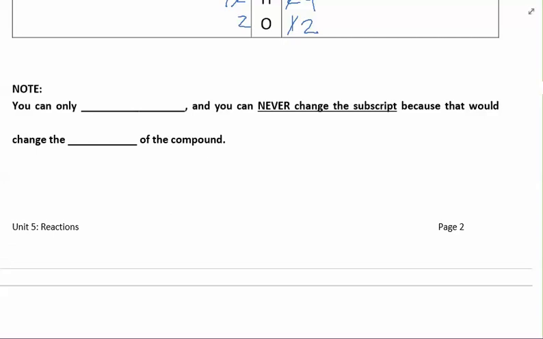So note, you can only multiply. You can never change the subscript because that would change the identity of the compound. So you might have been tempted to change water into something else. If you do, it's no longer water. So you can't change the chemical substances that you're working with.